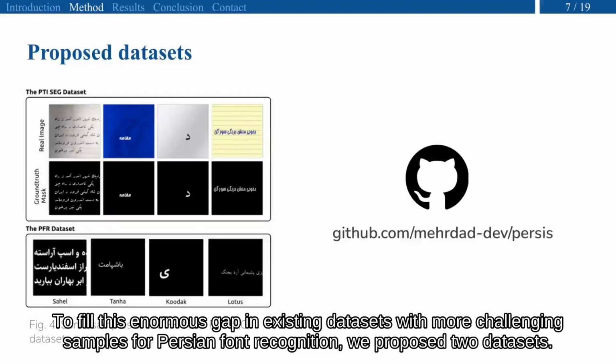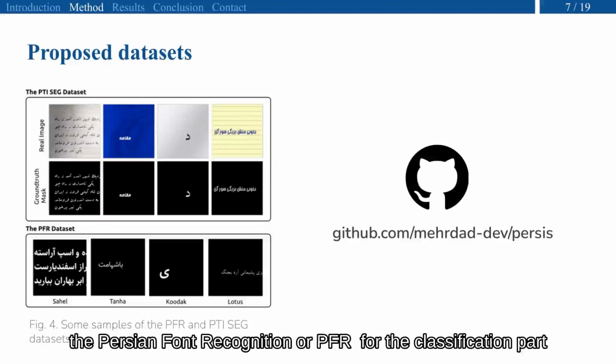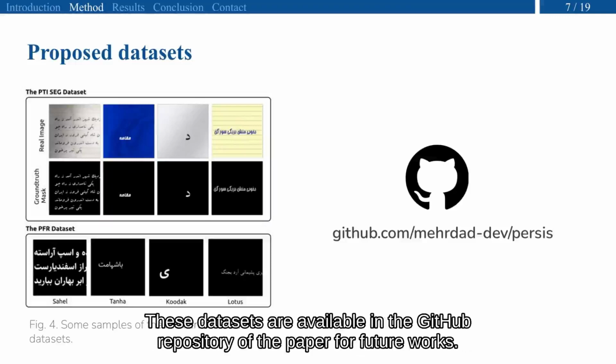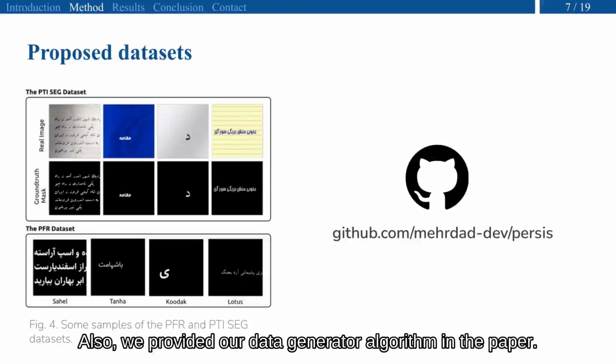To fill this enormous gap in existing datasets with more challenging samples for Persian font recognition, we propose two datasets: the Persian font recognition, or PFR, for the classification part and the Persian text image segmentation, or PTI-SEG, for our image segmentation part. These datasets are available in the GitHub repository of the paper for future works. Also, we provided our data generator algorithm in the paper.